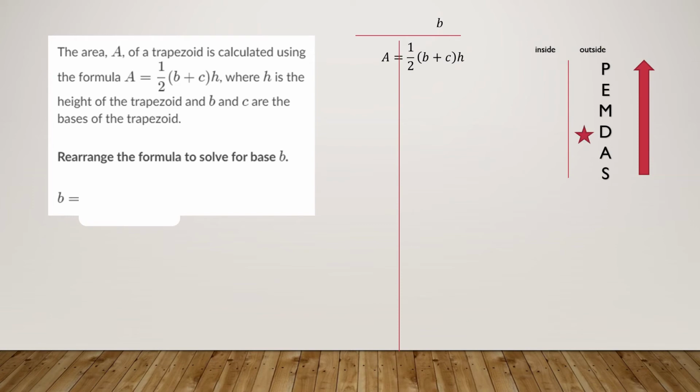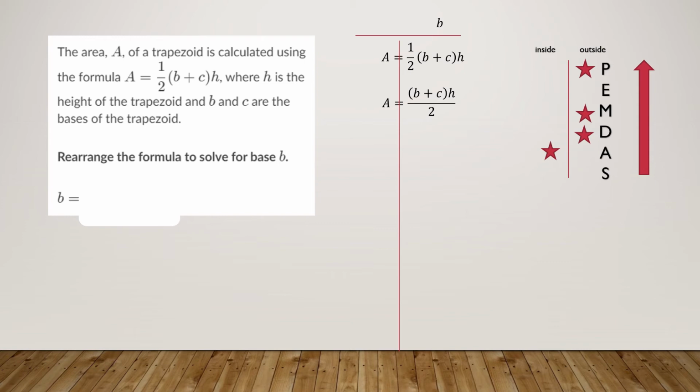We got division, we got multiplication, we got parentheses or grouping symbols, and then inside the parentheses we have an addition. Okay? So let's go on. We know that 1/2 times anything is actually the same thing as just dividing it by 2. So that's where our division is.